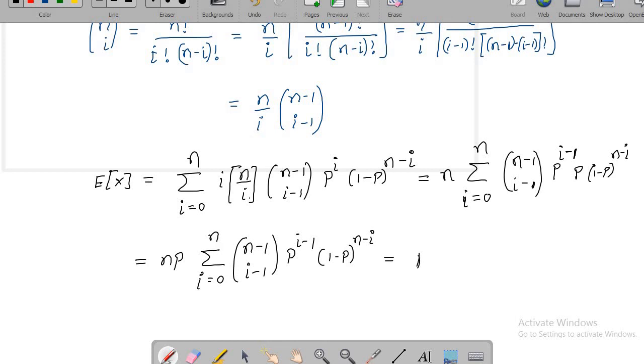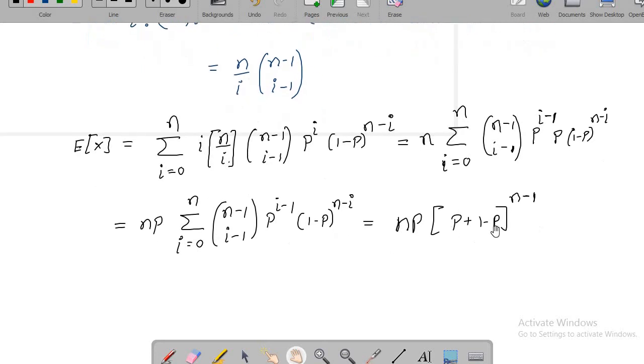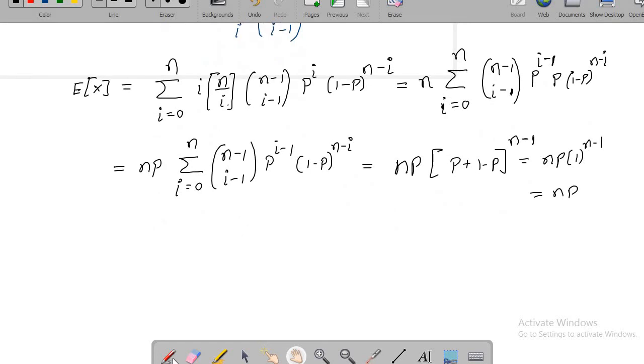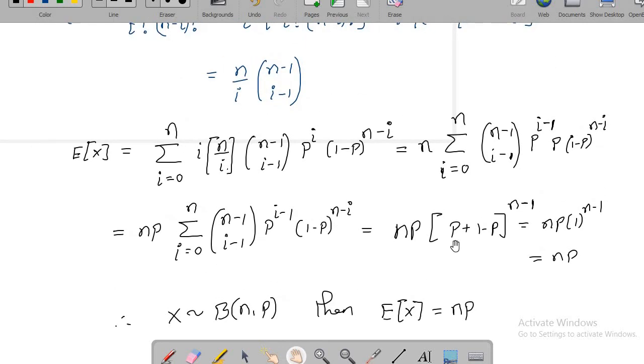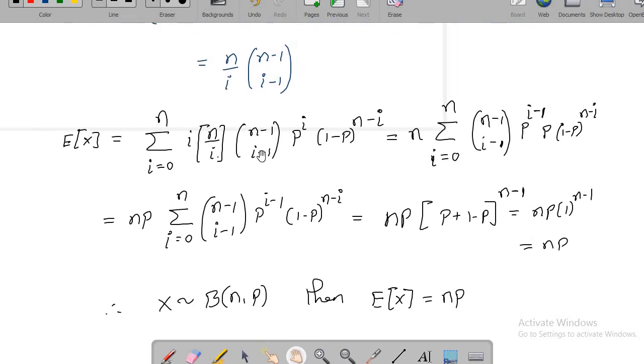Now can I say this is nothing but n into p times the expansion of p plus 1 minus p whole power n minus 1. P plus 1 minus p will give you 1. So this is simply np into 1 power n minus 1. So that's n into p. Therefore you can conclude that if x follows binomial distribution with parameters n comma p, then the expected value of the distribution is nothing but n into p. Every time we don't derive, we simply use this formula. So if you want to know expected value of a binomial distribution, that is exactly n into p. That's it.